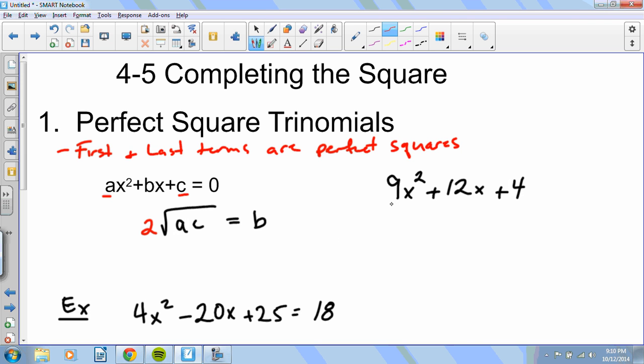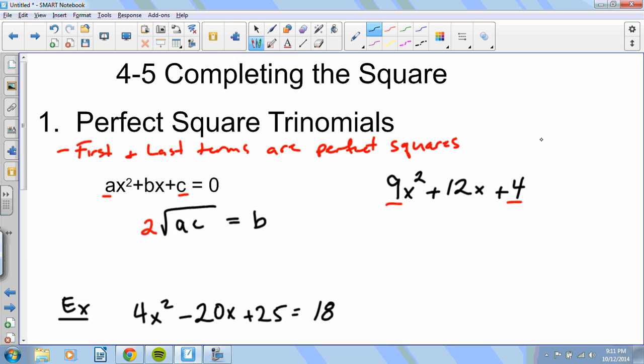Let's apply that to a specific problem and see how it all works out. You can do it two different ways. You can multiply a and c first and then take the square root, or you can take the square root individually and get the result there. We'll look at that as we go. So I know here a is 9, c is 4. 9 is a perfect square, so is 4, so that's a good start.